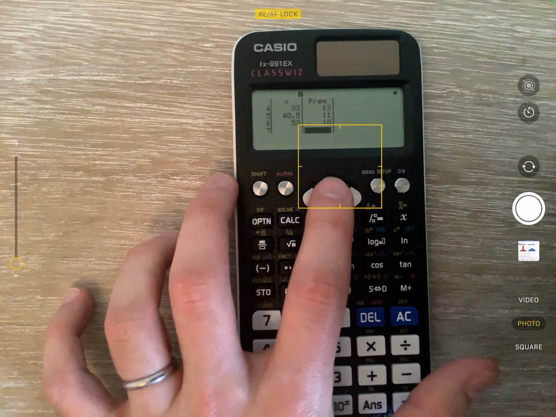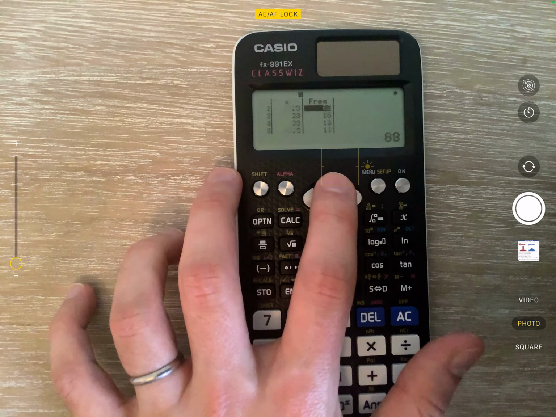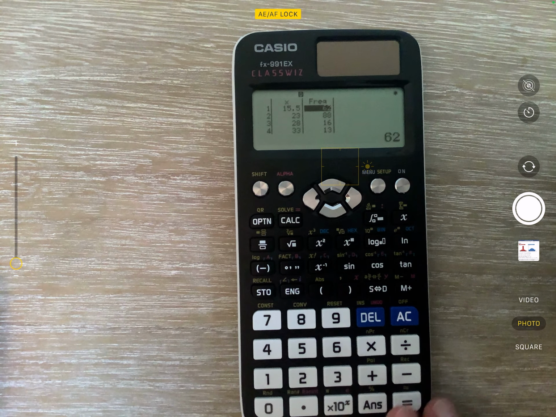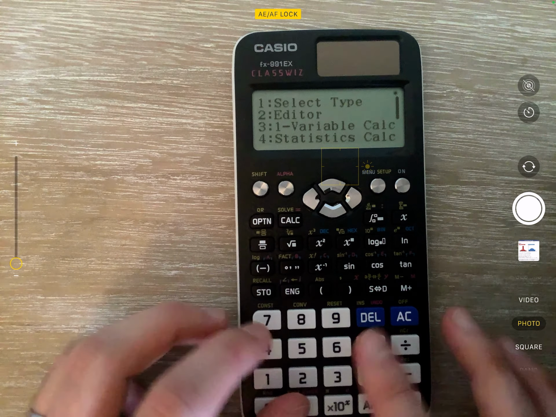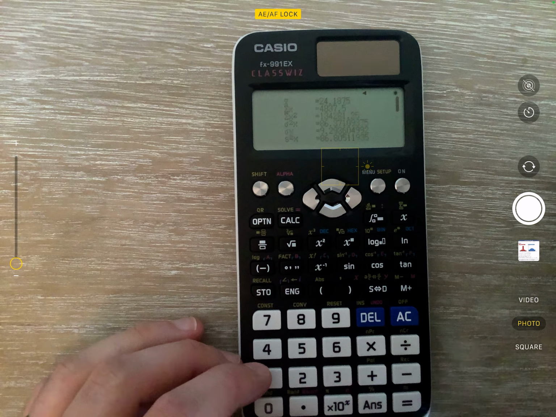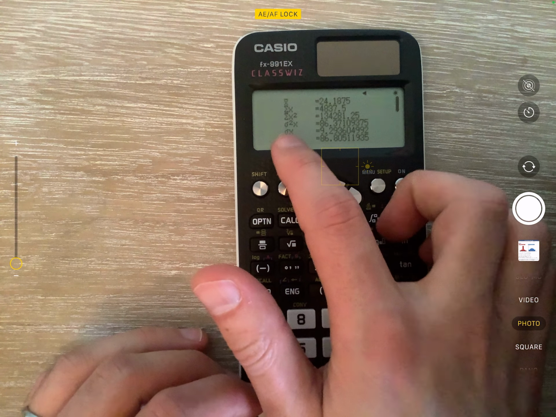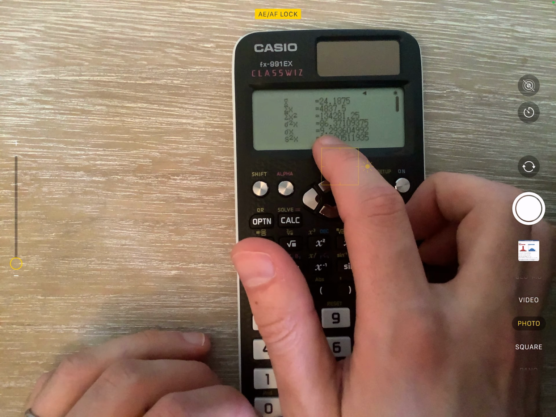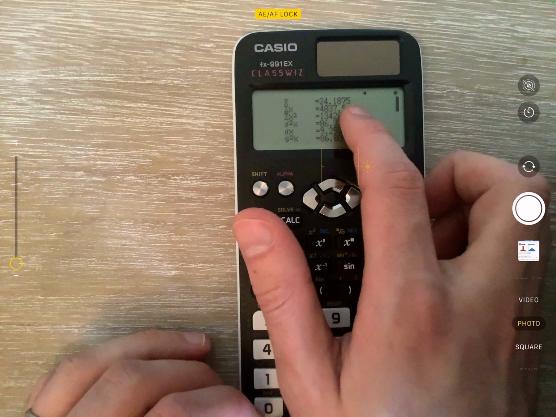So I filled in the data into the table with all of the frequencies. They want the mean and the standard deviation. So I'm going to go to my options. I'm going to do the one variable calculations. And I can just go straight here. The standard deviation is 9.29, and I've got the mean is 24.1875.